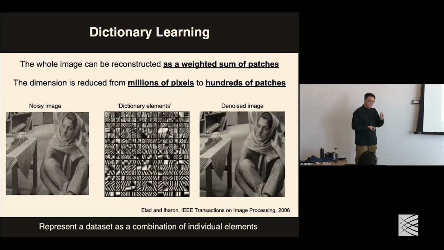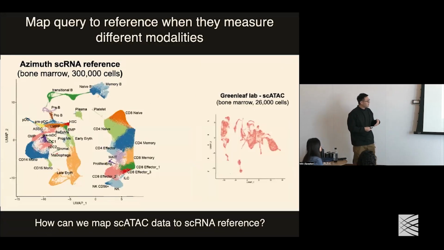So you can see the key idea, the most important thing, is to represent the data set as a combination of individual elements. And those elements come from this image itself. They also come from a collection of other high quality images. But how can dictionary learning solve our question? Our question is how we can map a query to the reference when they measure different things, right?